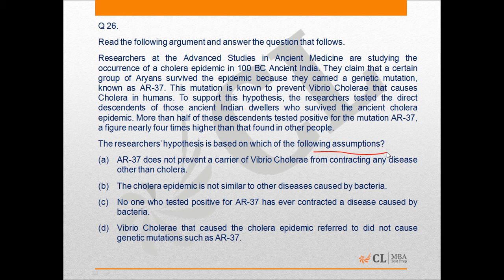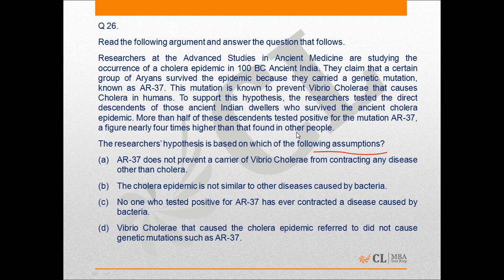seriously. Now here, the researchers have come to a conclusion that there is this mutation that is known to prevent Vibrio cholerae that causes cholera in humans, and they claim that a certain group of Aryans survived the epidemic because they carried a genetic mutation known as AR37. Now, the fact that they have given here is more than half of these descendants tested positive for the mutation AR37, a figure nearly 4 times higher than that found in other people.